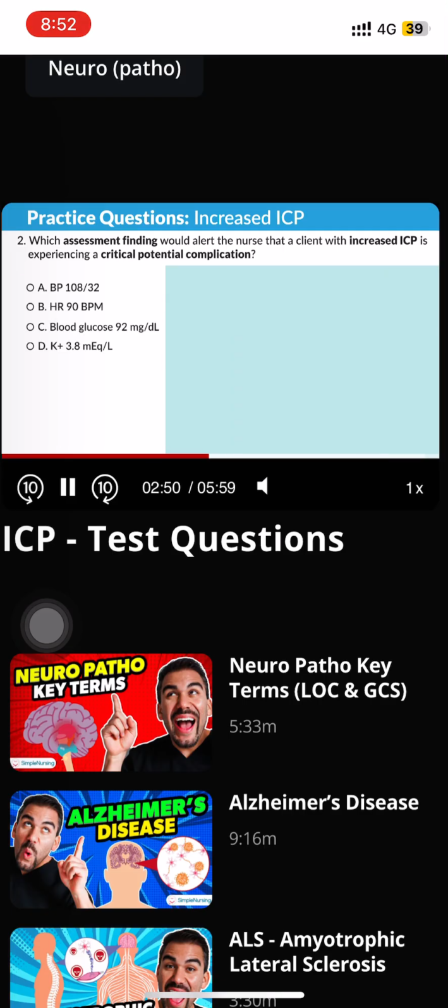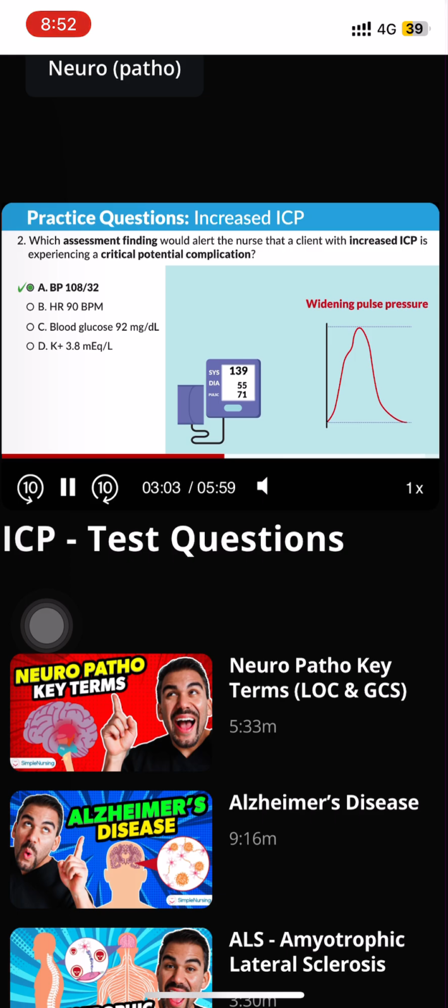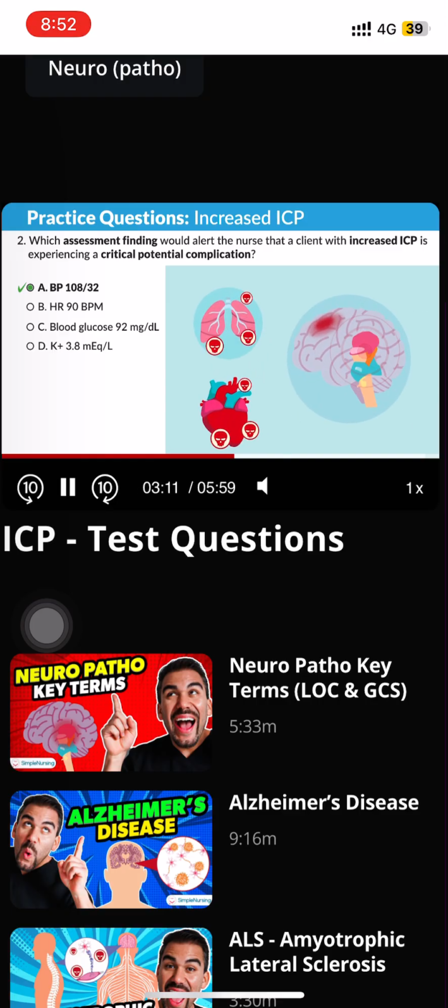Okay, now let's look at the answer options. So option A, a blood pressure of 108/32. Yes, this is the most correct. This is very wide pulse pressure. As you can see, the top number is very wide apart from the bottom number. So this is a classic sign of Cushing triad, where the brainstem is getting crushed.